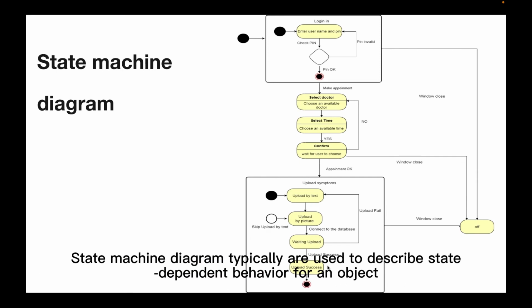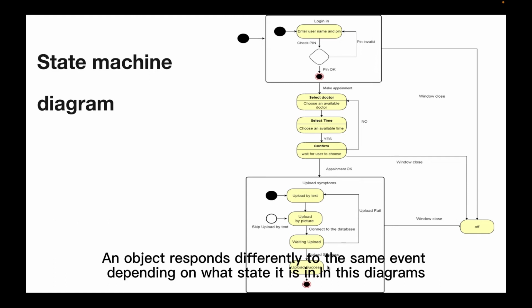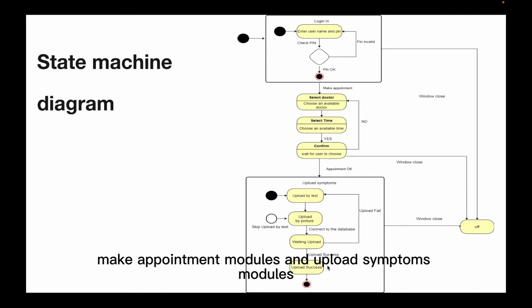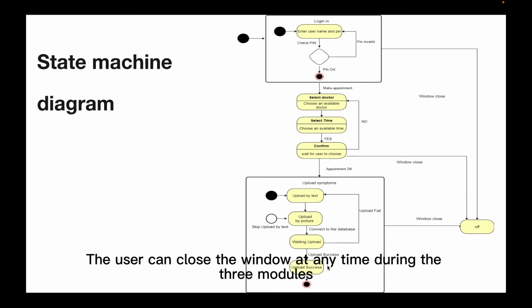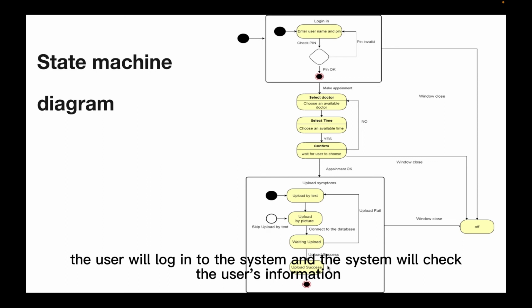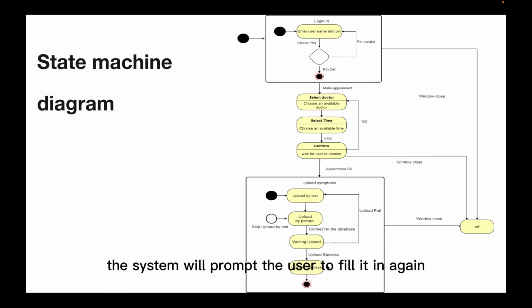State machine diagrams typically are used to describe the state-dependent behavior of an object. An object responds differently to the same event depending on what state it is in. In these diagrams, three modules are included: login module, make appointment module, and upload symptom module. The user can close the window at any time during the three modules. At the beginning, the user will log into the system and the system will check the user information.